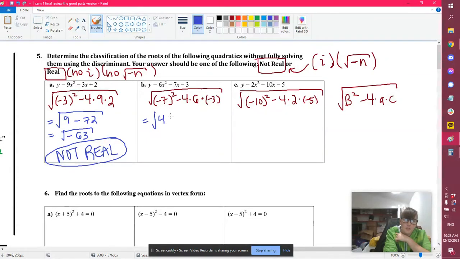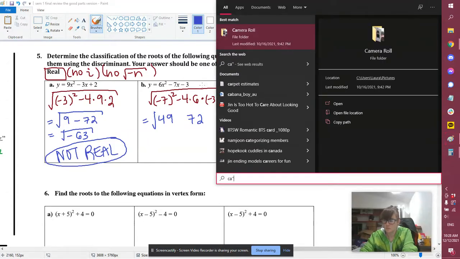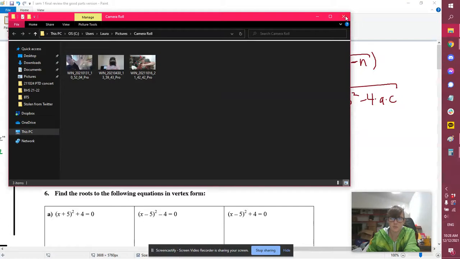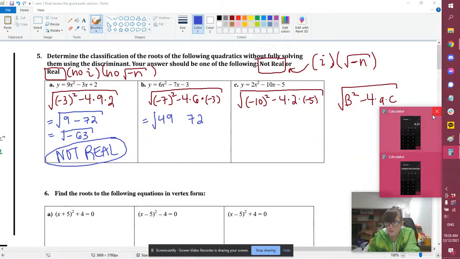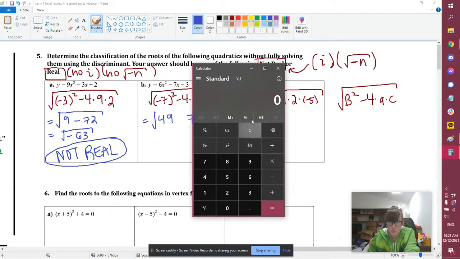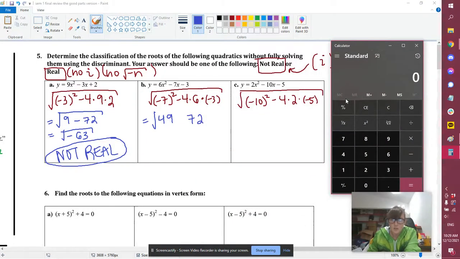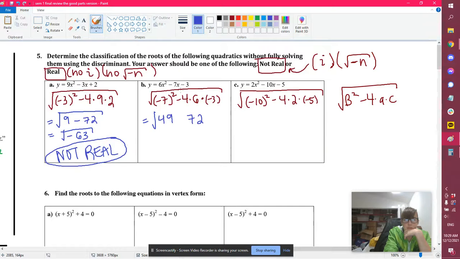7 times 7 is 49. 4 times 6 is 12. 24. Times 3 is 72. It seems kind of right. What is this? 4 times 6 times 3 is 72. Nice. And then negative times a negative is a positive number.